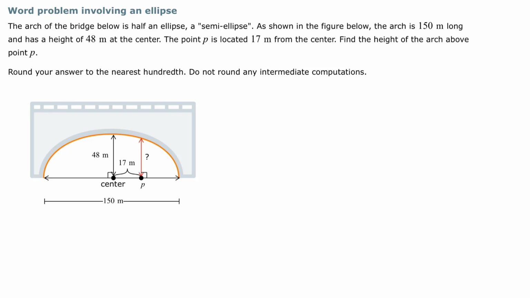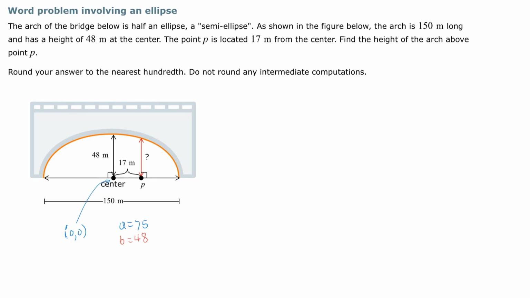Well, let's conveniently label the center. Let's label this to be the origin, 0, 0. We also know A value is 75. Remember, A equals 75 is half the length of the major axis. We also know B. B is what? B is equal to 48. Everything's in meters.